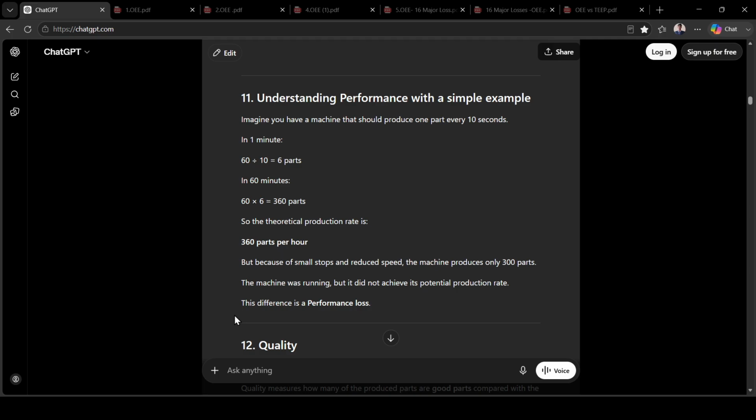But because of small stops or reduced speed, the machine produced only 300 parts. The machine was running, but it did not achieve its potential production rate. The difference is a performance loss.